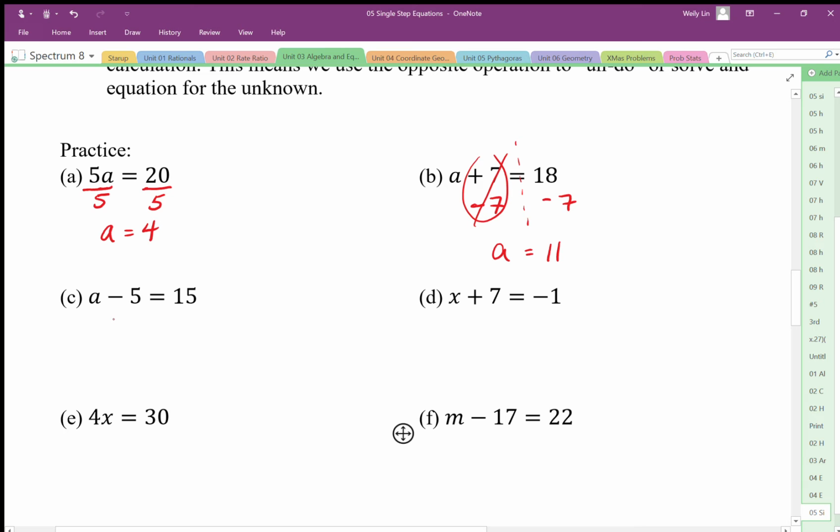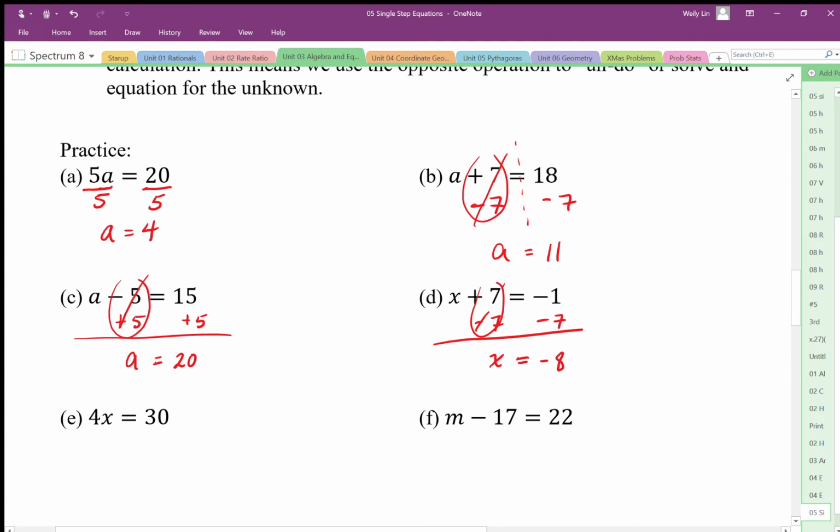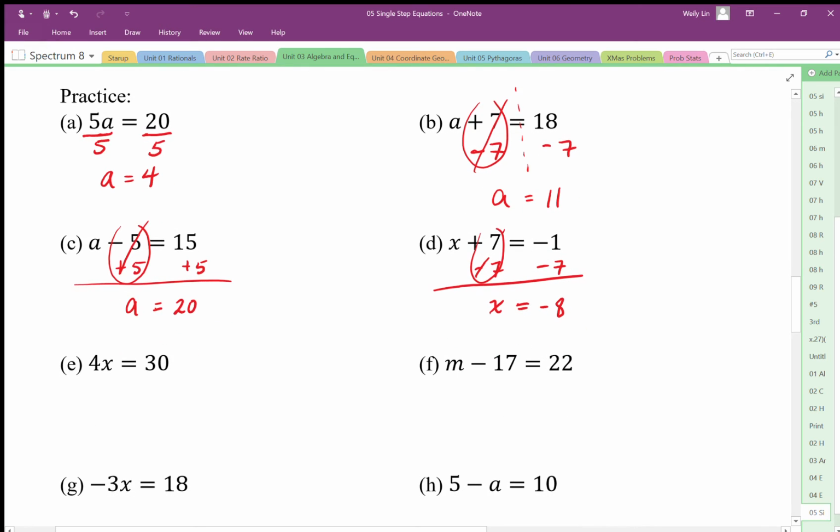Minus 5 becomes, we need to undo it with a plus 5. Plus 5. Zero pair. A is equal to 20. Undo a plus 7 with a minus 7. Balance with a minus 7. We get x is equal to negative 8. Okay, so negative 8 plus 7 equals negative 1. That all works. Okay, so again, we can always check by substituting back in.